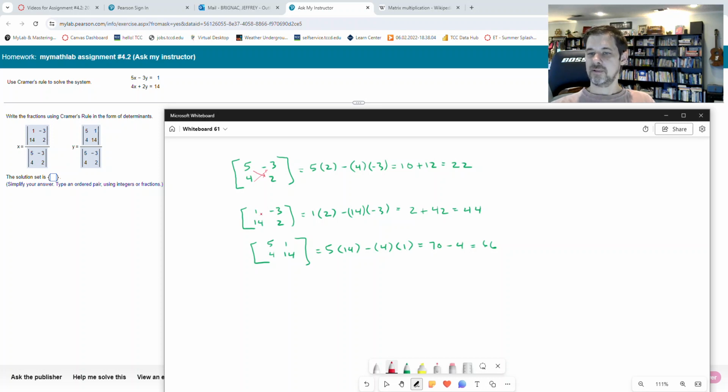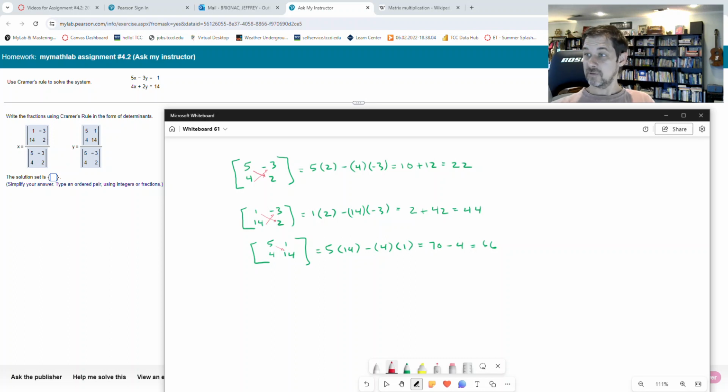Like, so for example, this one is 1 times 2 minus 14 times negative 3, just like you see it there. And this one, same pattern. They're all the same. 5 times 14 minus 4 times 1. Now, doing the math on each of those, I get 10 plus 12, that's 22. I get 1 plus 42, that's 44, so on and so forth.